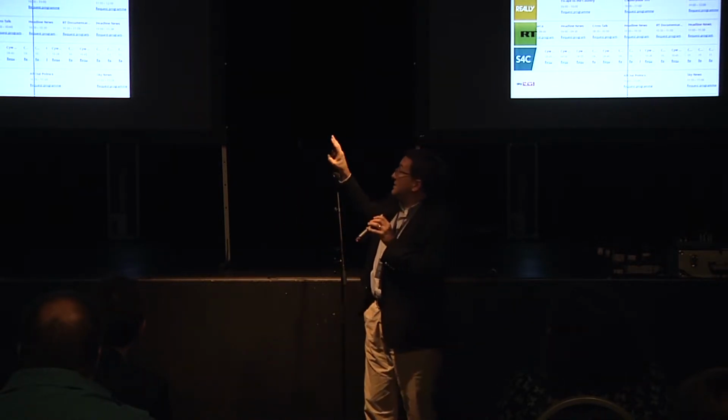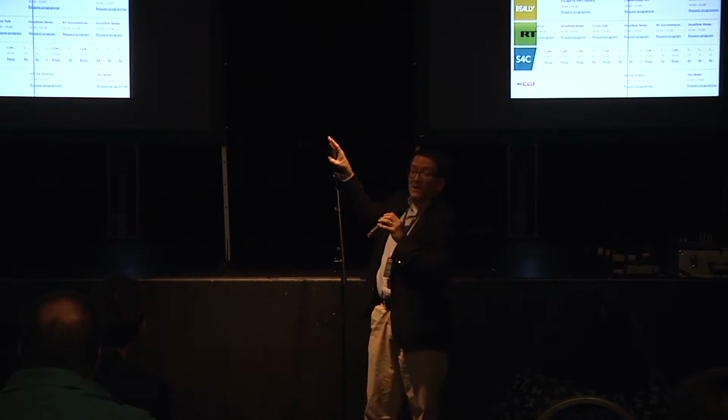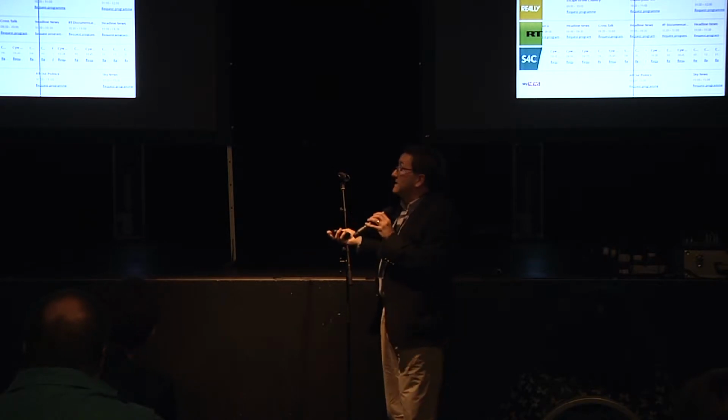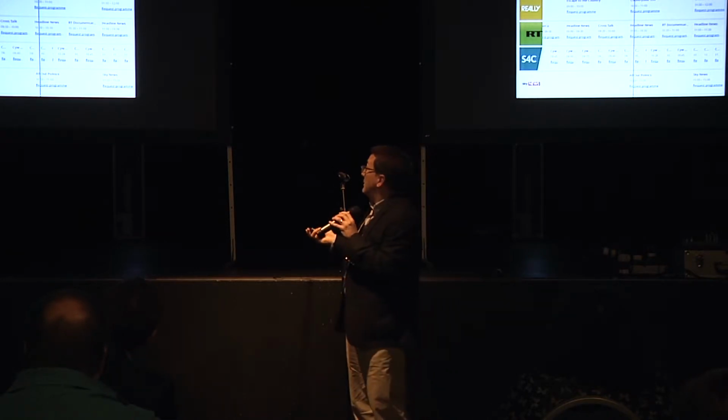And I've deliberately chosen a screenshot that shows some of the less obvious choices. So Quest, Really, Rai News, so you've got some international news, Russia Today, S4C for Welsh users, and then Sky News as well. And there's, as I say, 65 channels in total that you can pick up on.